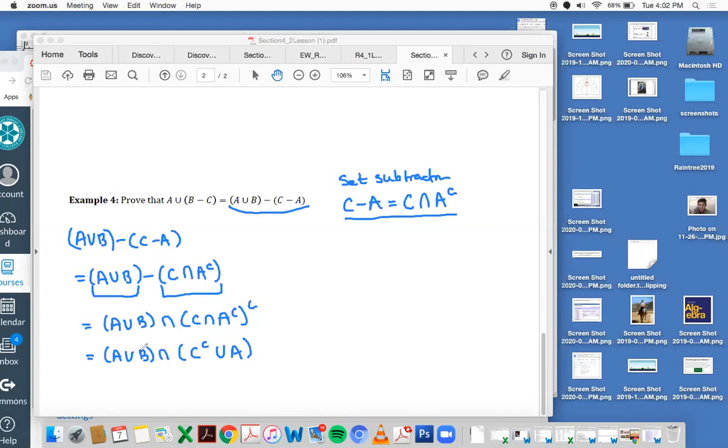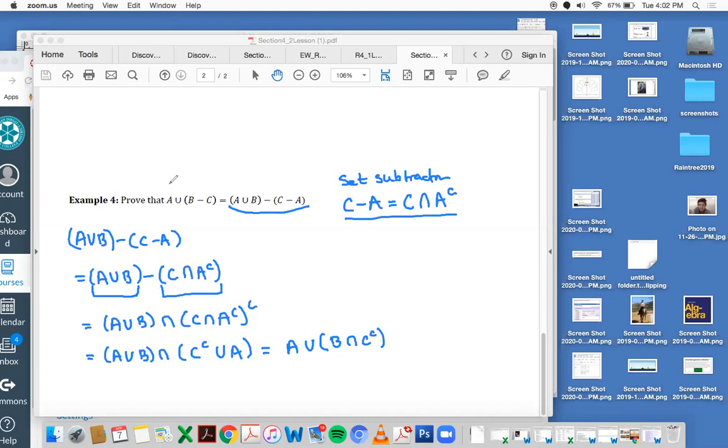All right, here I am so far. Now this looks like the distributive law again, because A is common to both of them, and you have union and intersection. With the distributive law right here, I can pull out the A. So this is going to be A union (B intersect the complement of C). So I'm doing the distributive law backwards.